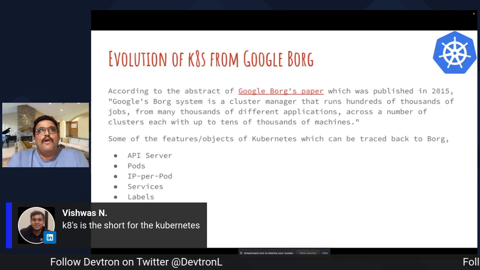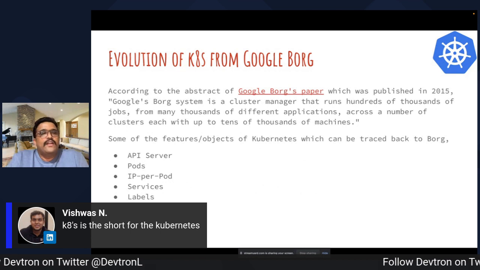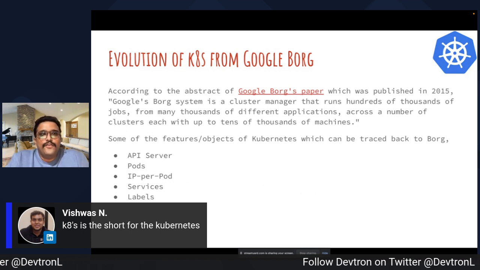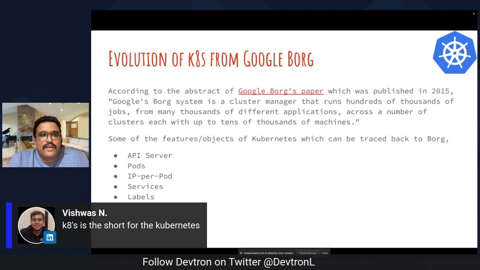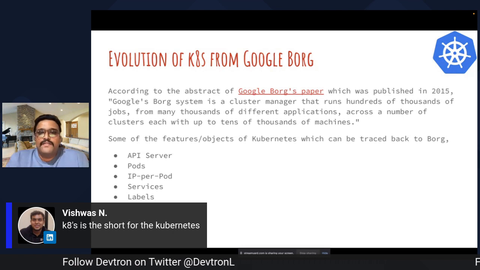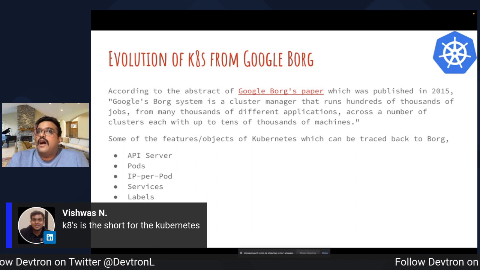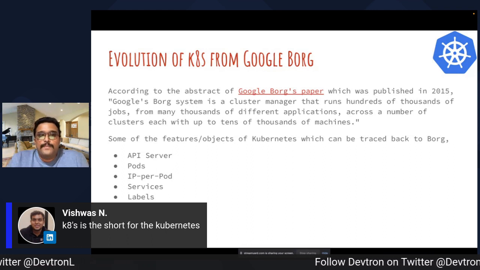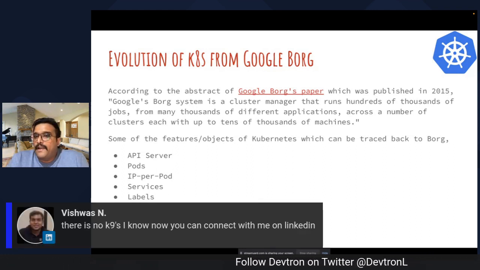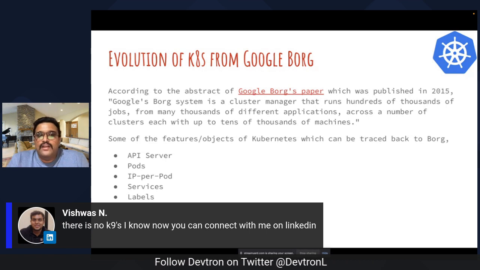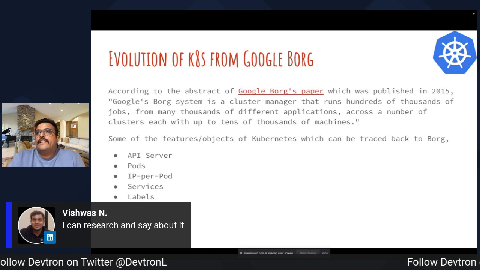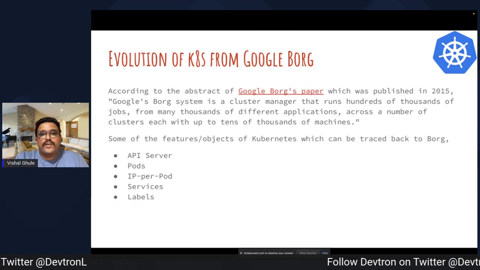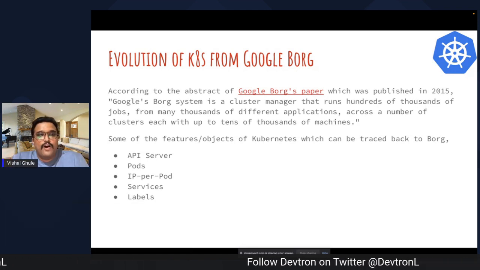So how did Kubernetes come into action? If you read the abstract of Google's Borg paper, which was published in 2015, the Borg system is a cluster manager that runs hundreds of thousands of jobs and many thousands of applications across a number of clusters, which can be clusters of 10,000 machines, on top of which they run multiple kinds of workloads.